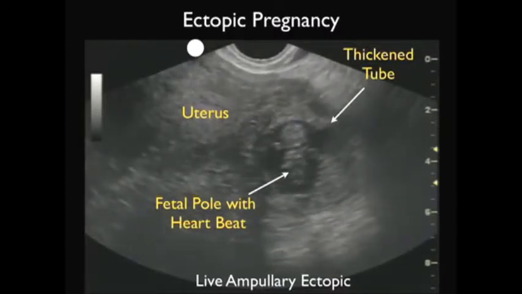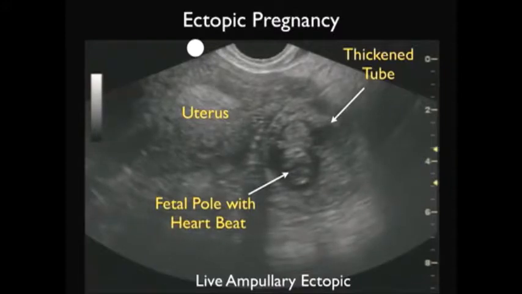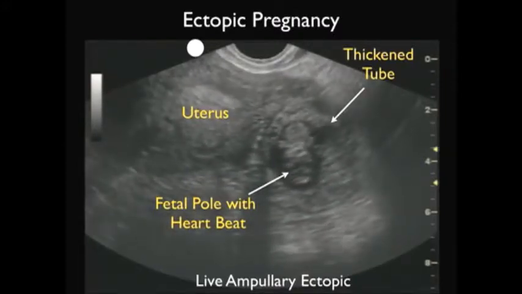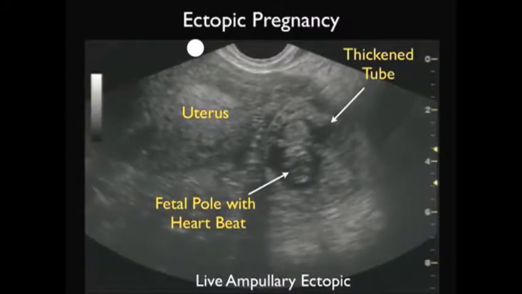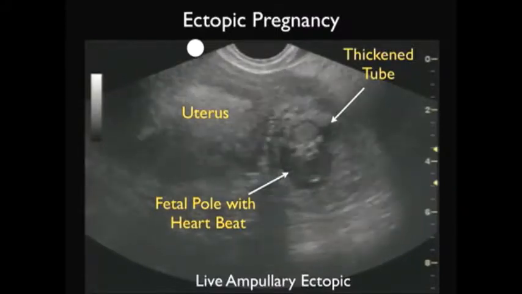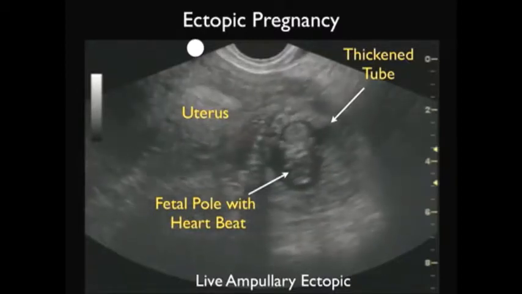Unfortunately, this patient was not a candidate for methotrexate therapy, as the presence of a heartbeat in an ectopic pregnancy is a high likelihood risk that methotrexate therapy will fail. So this patient needed to have surgical excision of the ectopic pregnancy.